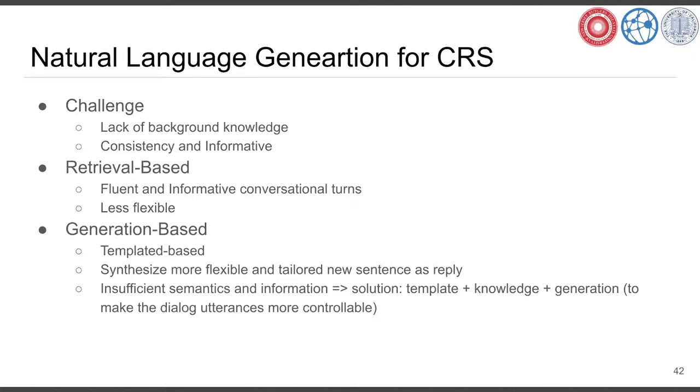Another format is the generation-based one. It is flexible and scalable to new sentences that could be replied. But in order to make it controllable, the most common way is to design a template-based method so that it's easy to generate a response through slot filling. Therefore, it will be easy to combine the template and the context knowledge to make sure the dialogue utterance is more controllable.